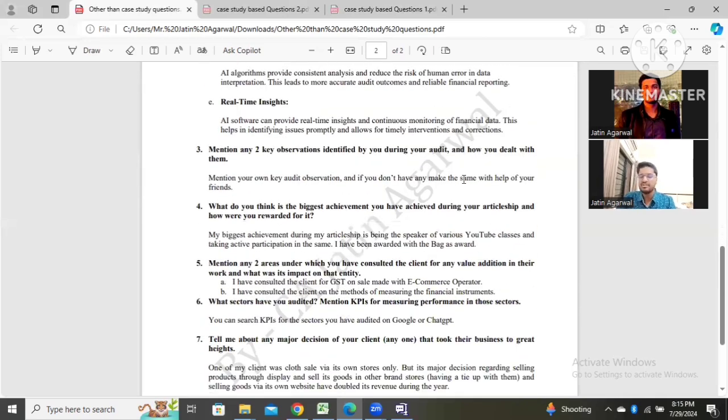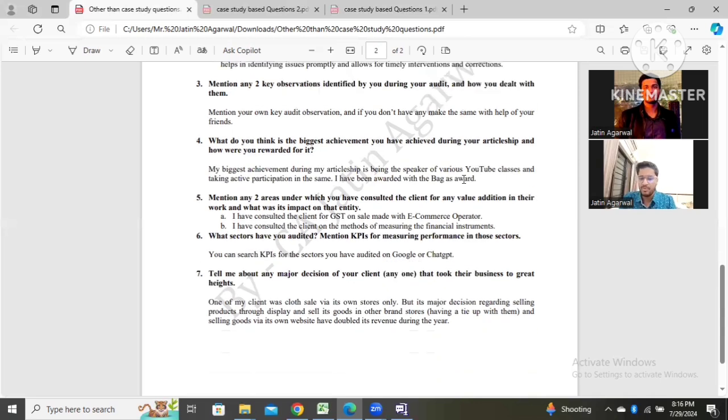The next question is, they ask you to mention any two key observations which you identified during your audit and how you dealt with them. Please note that being a chartered accountant, you should be a key observer and you should have some observations. So point out what good observations you pointed out during articleship. Please prepare that, how it was resolved further, and what the key actions were after that.